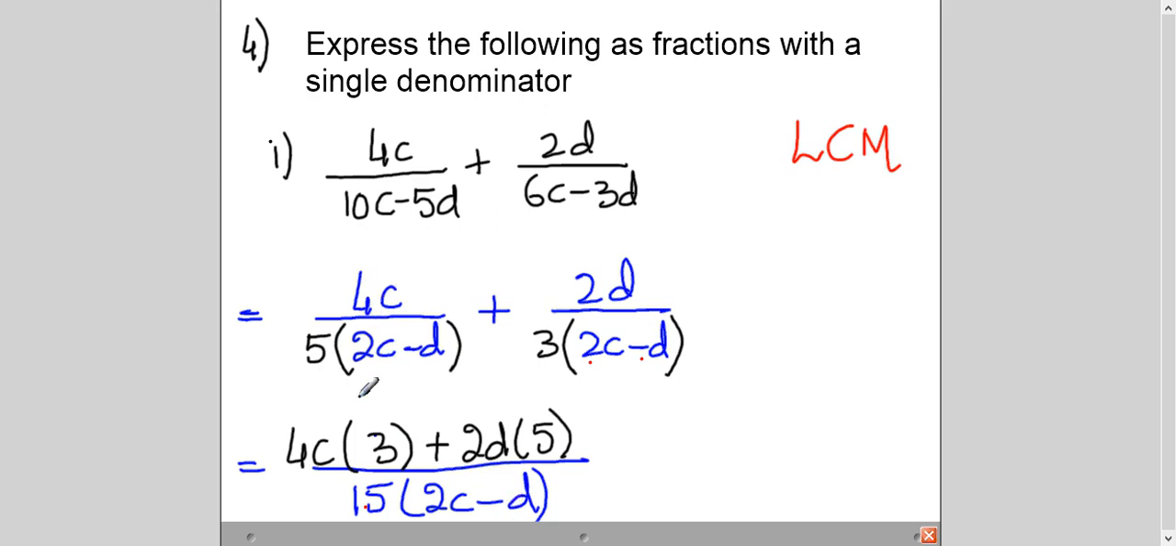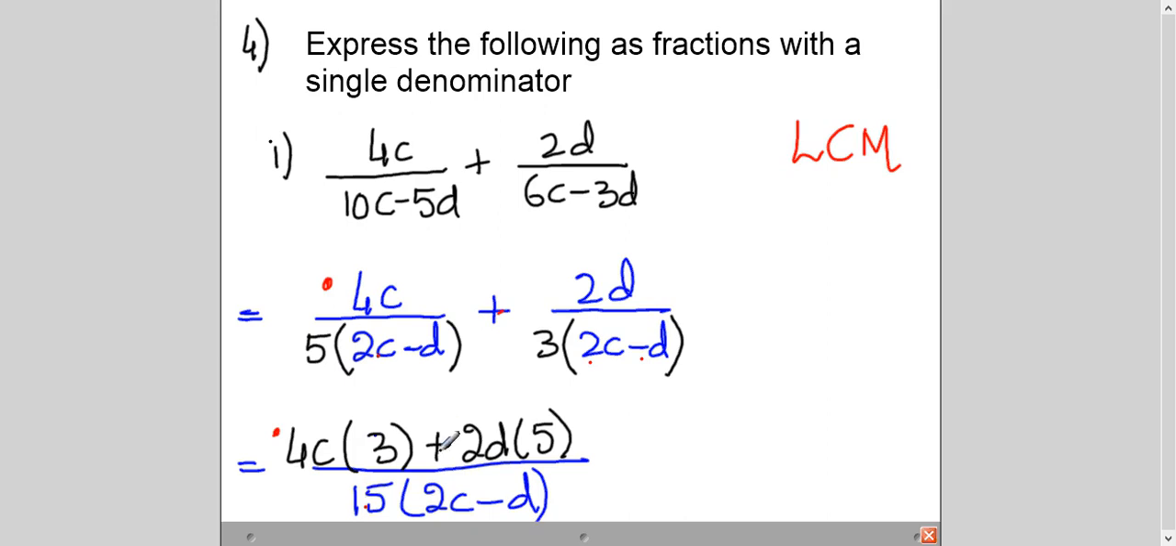Now what is happening in the numerator? If you see this 4c is same as 4c, then why I'm multiplying it by 3? Because you look at the denominator of 4c here and compare it with the common LCM. This is same, 2c minus d, 2c minus d. So you will not do anything. But 5 3s are 15, so 3s are missing number. So that's why 3 will multiply by 4c.